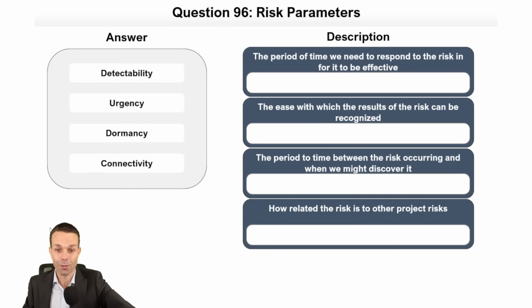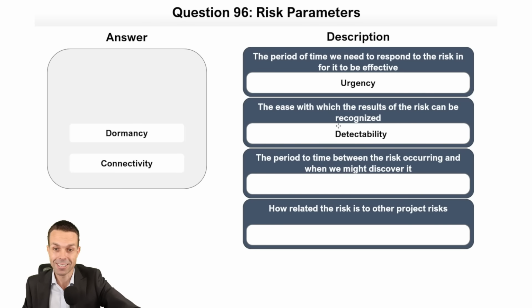Risk parameters. They are throwing all of the fun stuff at us today. Okay, the period of time we need to respond to the risk in for it to be effective. That is the urgency, I would say. And we can always shuffle these around if we need to. The ease with which the results of the risk can be recognized, that's how easily we can detect the risk.